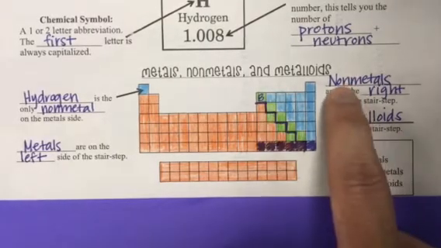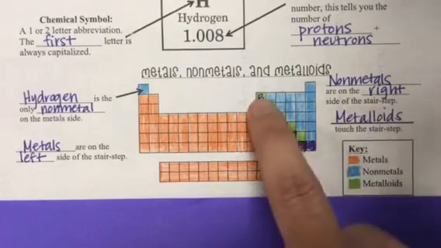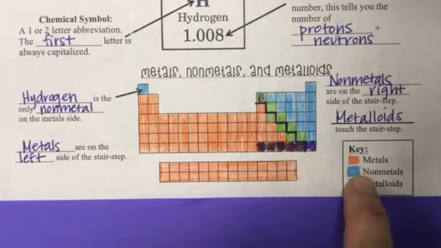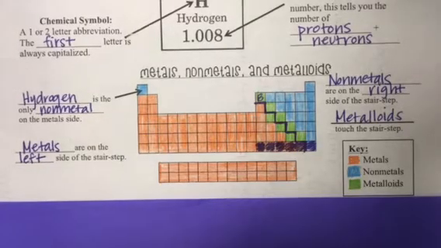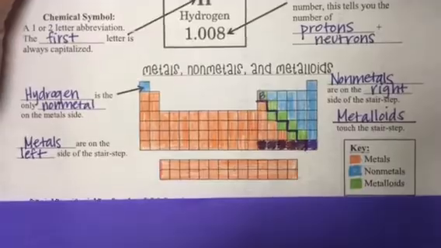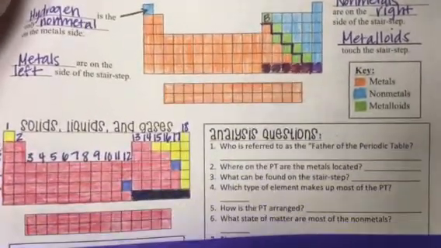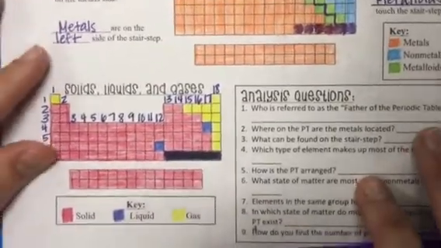All right, and then go ahead and fill in non-metals are on the right of the stair step. So after those metalloids, we have the non-metals in light blue. Metalloids are light green. So pause this if you need to finish coloring that. Make sure that's in the same colors. All right, and then over here, solid, liquids, and gases.